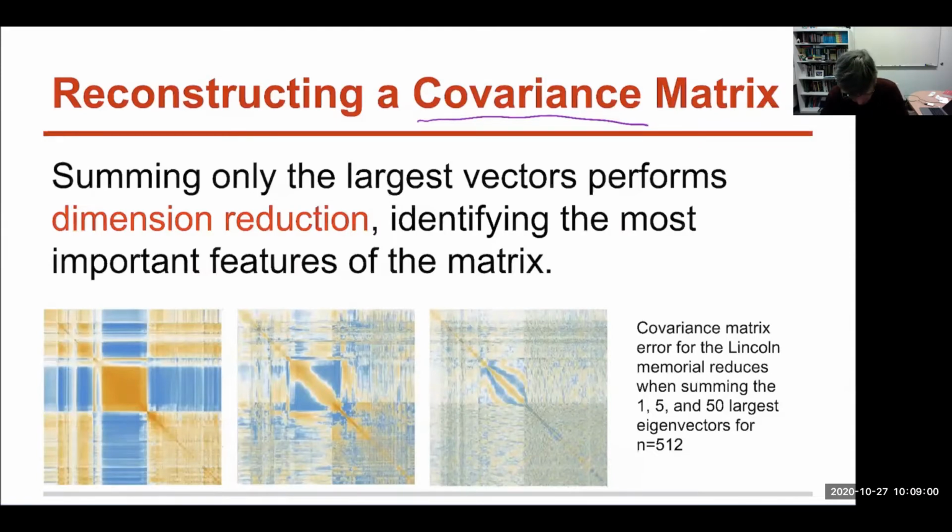Now, if we remember the covariance matrix of the Lincoln Memorial, it looked sort of like this. Remember that there were the steps here and the columns here, and I guess the roof over here. And what this is now showing us is the error when we try to reconstruct the matrix using just one leading eigenvector, the 5 leading eigenvectors, and the 50 leading eigenvectors. As you add more and more vectors to your representation, you're gradually reducing the amount of error in our ability to reconstruct the covariance matrix. But using a relatively small number of dimensions gives us a relatively good approximation of the matrix.